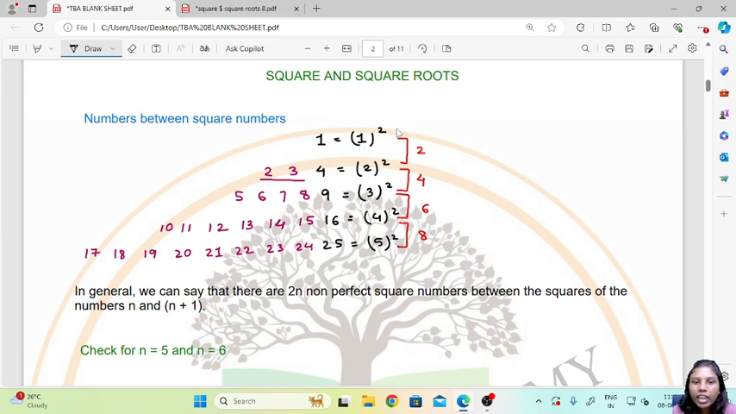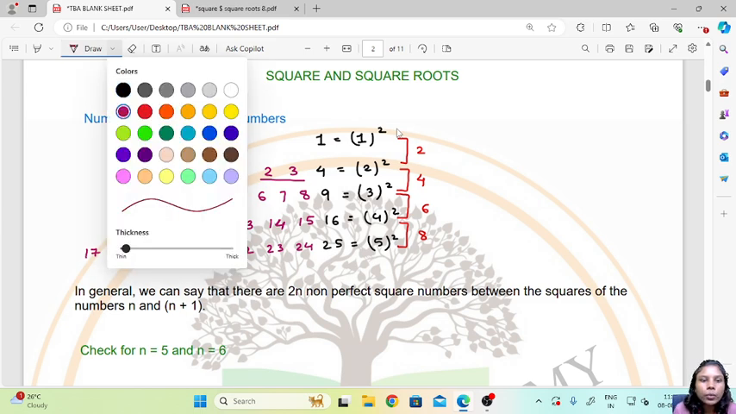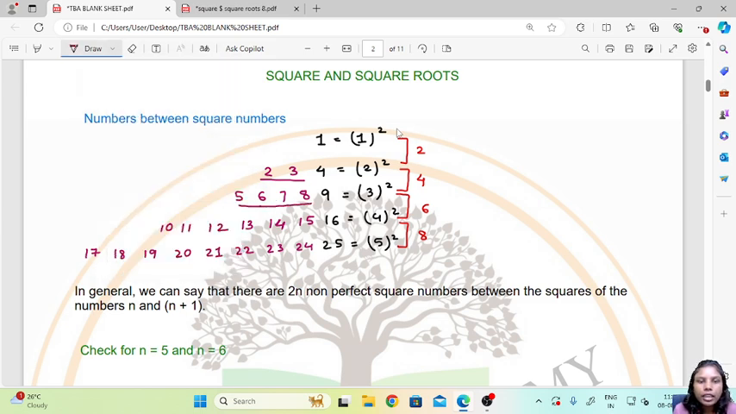Then after 4 we have 9, that is 3 square. Here we get 4 numbers in between, which do not have square roots. If we go down, then next we have 16, that is 4 square, where we have 6 numbers. And lastly if we look at 25, that is 5 square, in that case we get 8 numbers.